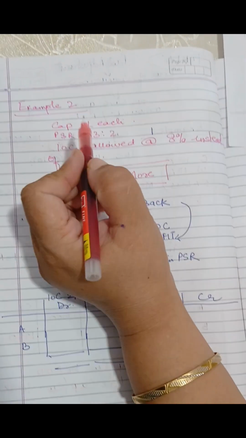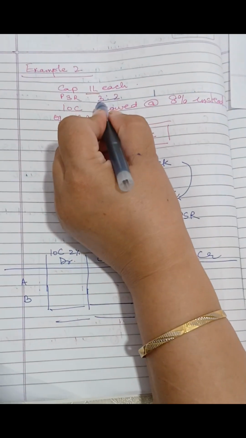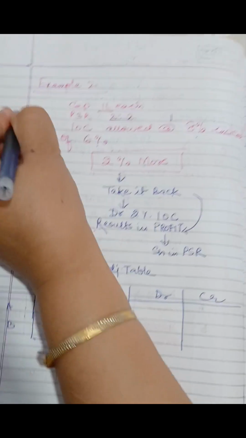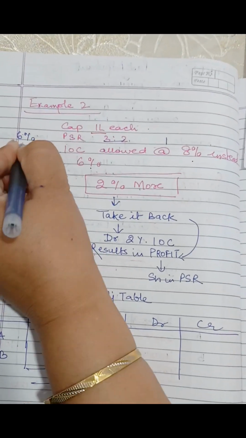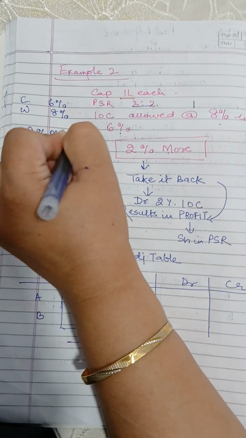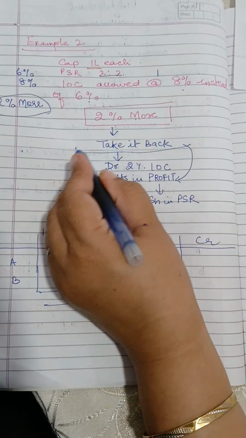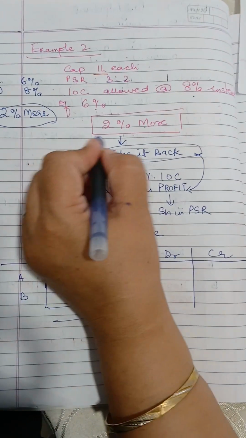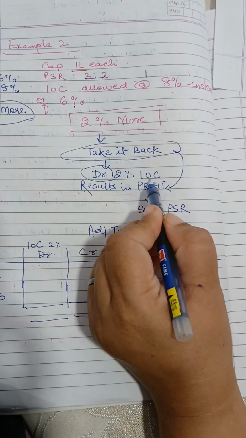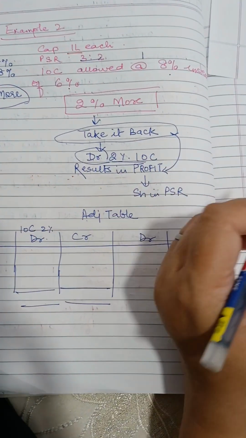Okay. Now the case is a little different. Capital is 1 lakh. PSR is 3:2. Interest was allowed at 8% instead of 6%. Correct rate is 6%. Wrong rate is 8%. The result is 2% more. When we give less, we were doing it as omission. When we give more, we have to take it back. 2% extra was credited. So let's debit it. Debit 2% IOC. When we are debiting, taking it from partner, increasing firm's profit.